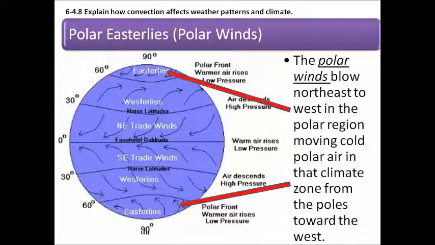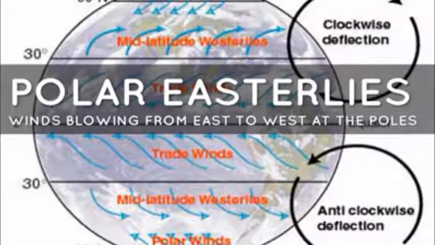Polar winds. Polar winds are also called easterlies. These winds blow from the polar high pressure belt to the subpolar low pressure belt. They blow from northeast to southwest in the northern hemisphere and southeast to northwest in the southern hemisphere. These are cold dry winds blowing from the polar ice caps.